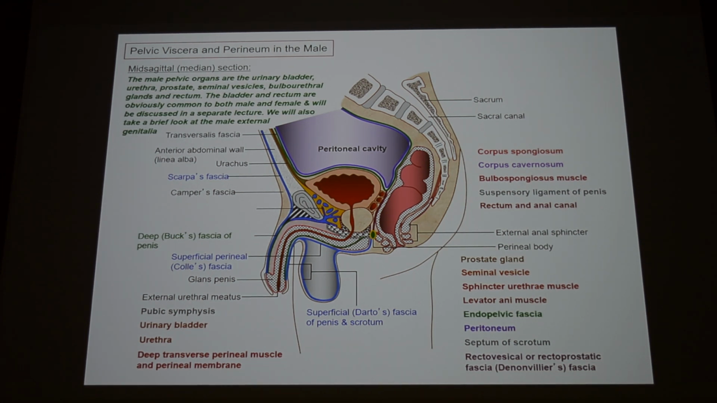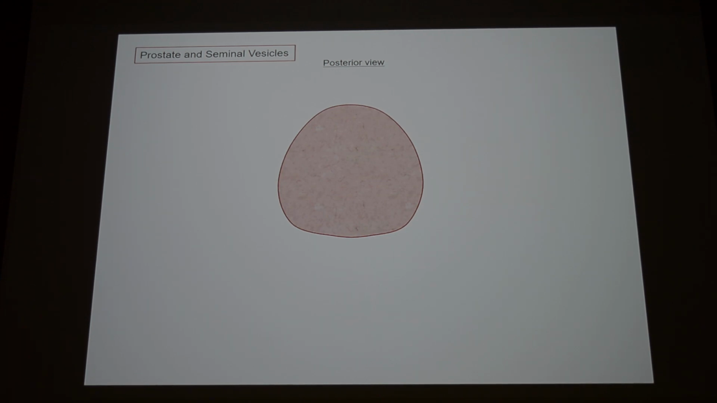So now these are the venous plexuses we talk about: the vesical venous plexus and the prostatic venous plexus. Now this slide, we did it before, so I'm not going into its details.